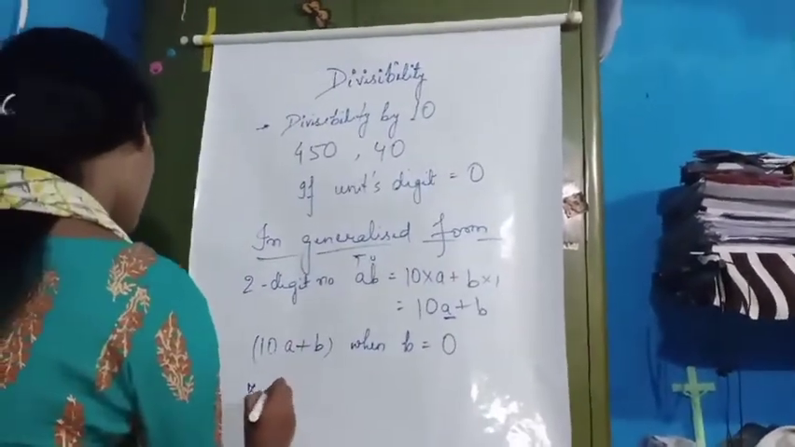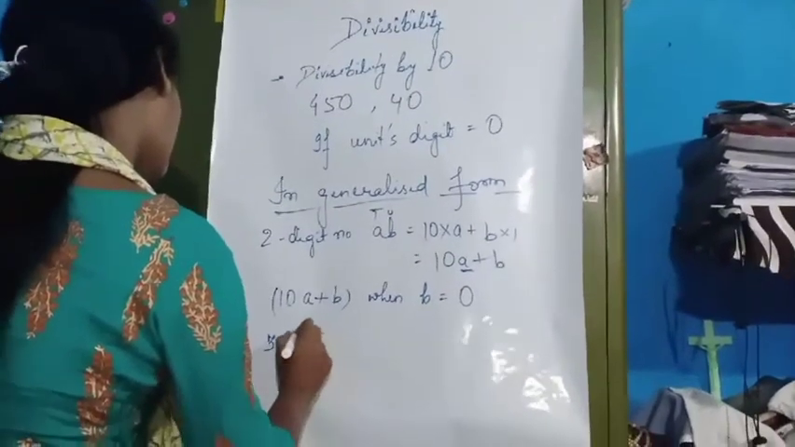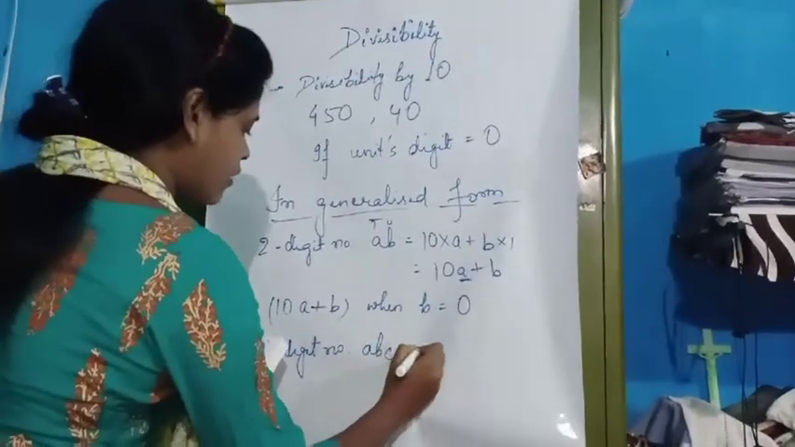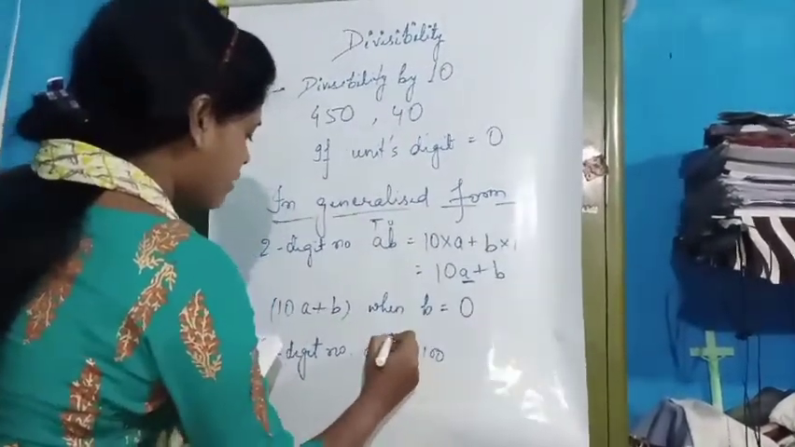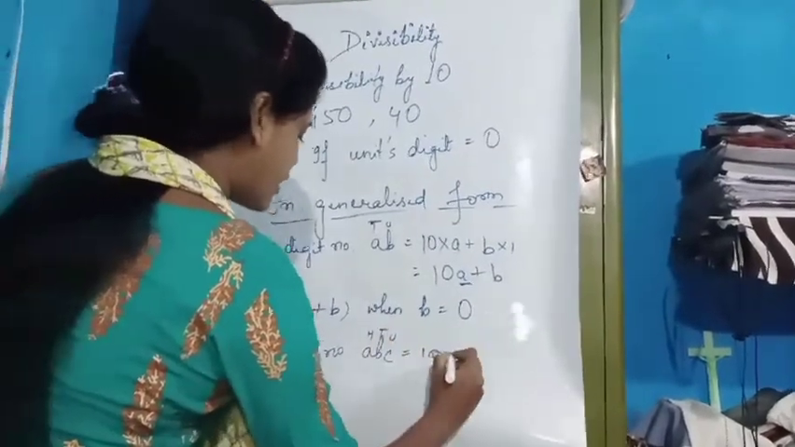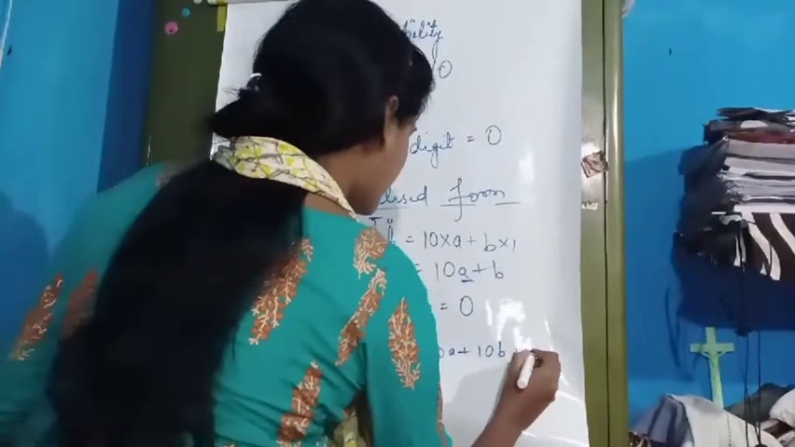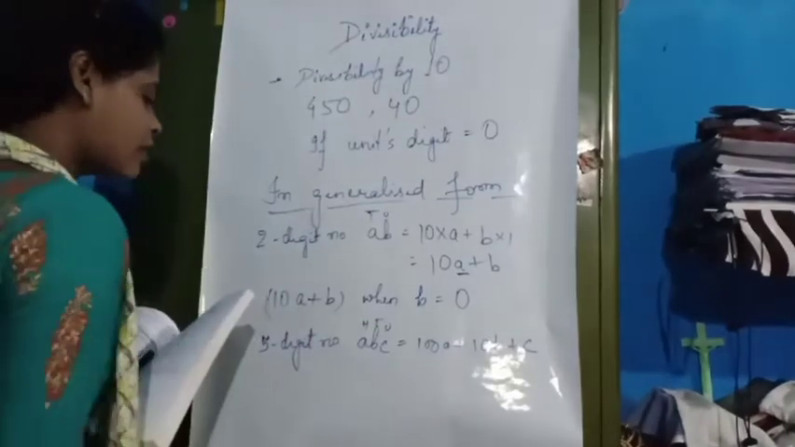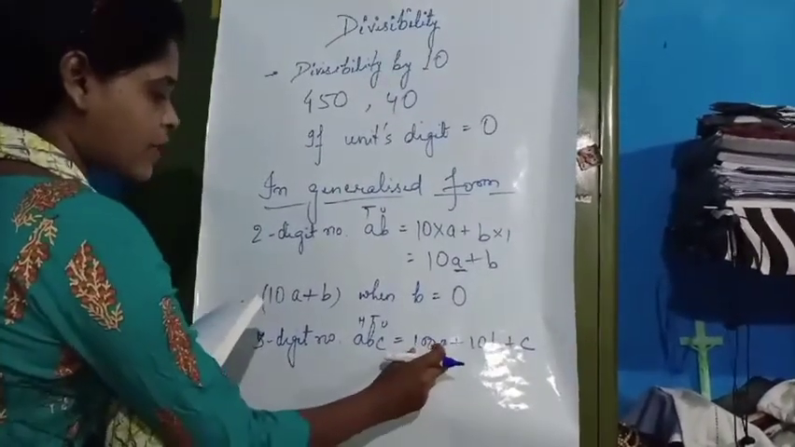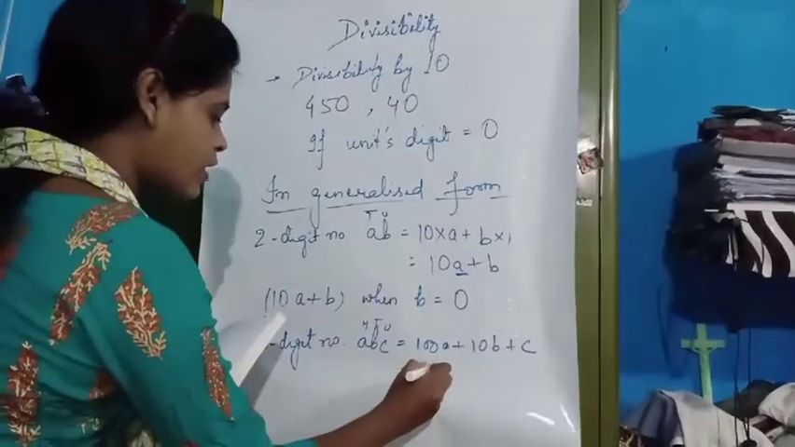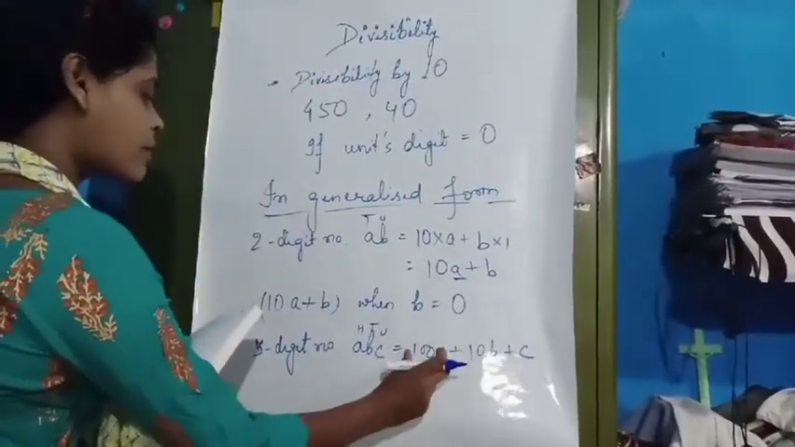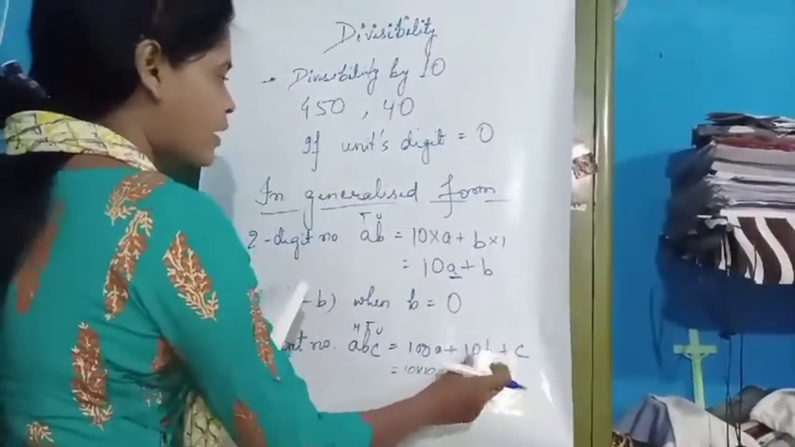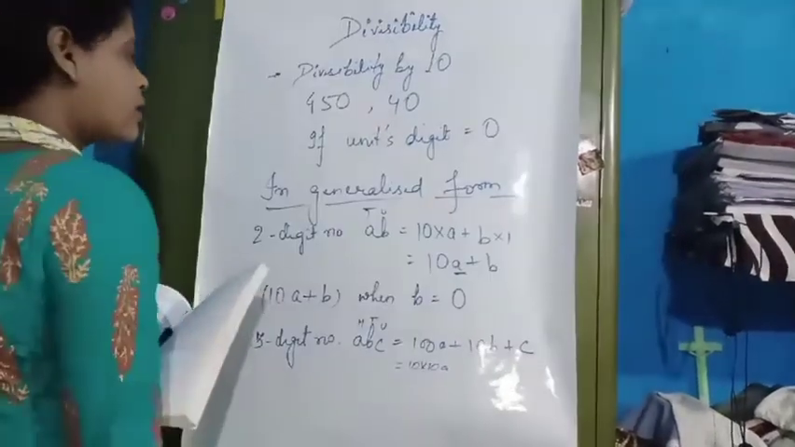Now you see a 3-digit number. Let's take a 3-digit number, say ABC, which is equal to 100A plus 10B plus C, because of units, tens and hundreds. When is this number divisible by 10? See, 100A, 100 is also a multiple of 10, because you can write it as 10 into 10A. So this is a multiple of 10. 10B is also a multiple of 10. So this number is also divisible by 10.